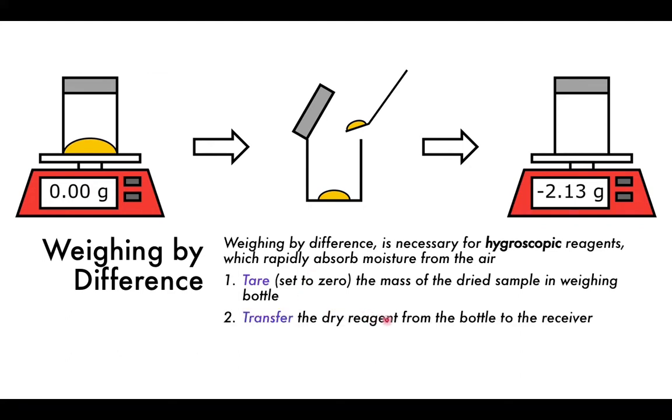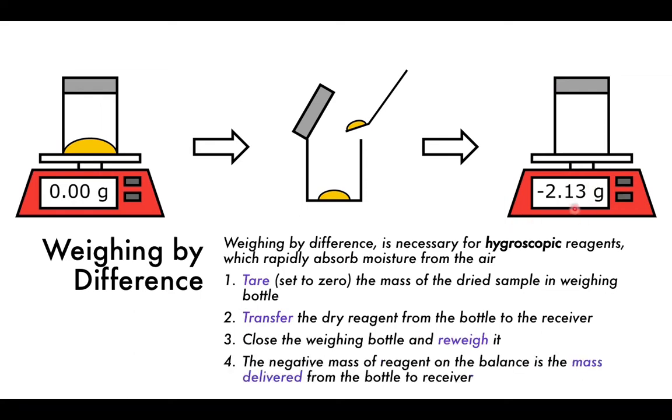We transfer the dry reagent from the bottle to the receiver. Then we close the weighing bottle and reweigh it. This negative value here is the amount of mass which has been removed from the original bottle, and so this is the amount of mass that was delivered from the bottle to the receiver.